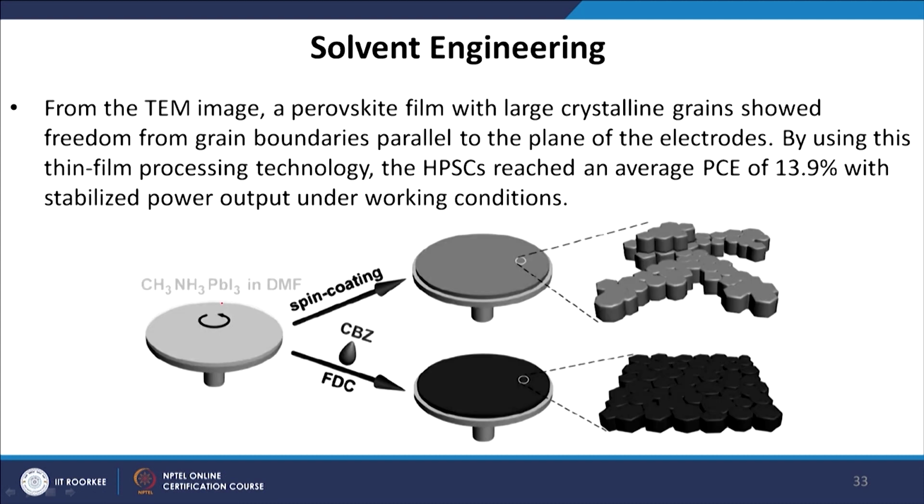Now, you see in this figure here, we have the CH3NH3 lead iodide in DMF solvent which we can spin coat. Now, if we spin coat in the presence of chlorobenzene, then what will happen? If we compare the morphology in both cases, we get larger crystallizations if we use chlorobenzene as another solvent additive, and the efficiency also increases in this case.